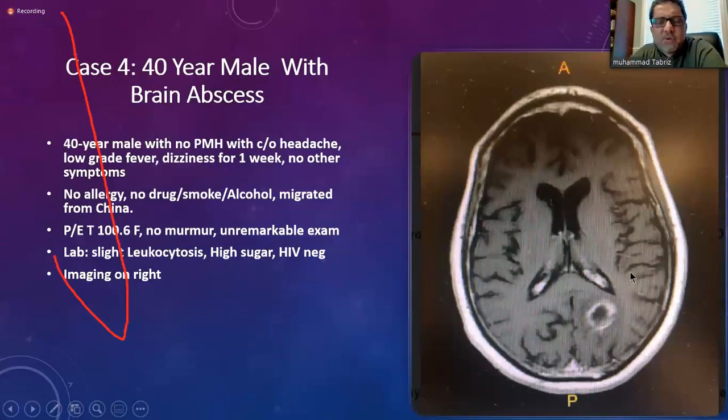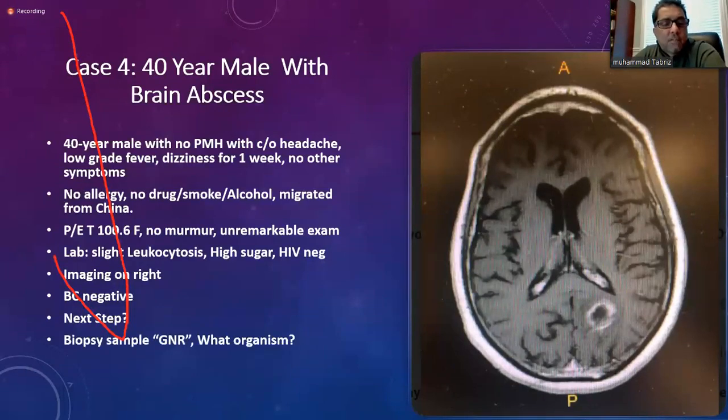We'll try to just review this particular organism. This is not so much of a state-wise question, but this is more so to be aware of this particular organism. So this is a 40-year-old male, as I said, who came with a sepsis kind of picture and CNS symptoms. MRI shows a ring-enhancing lesion. HIV was negative, and blood culture was negative. Just to make it short, a brain biopsy was done, and it shows a gram-negative organism. When you see a gram-negative organism in a brain abscess, what organism do you think?